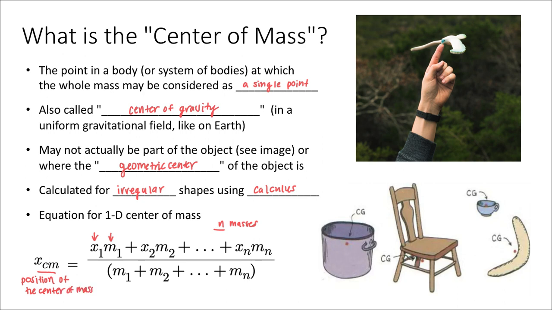And in a moment, we'll solve an example problem, and you'll see that this is the position from some origin. It doesn't really matter where you define the origin. It just matters that you're consistent. So let's take a look at calculating the center of mass for a one-dimensional system using this equation.